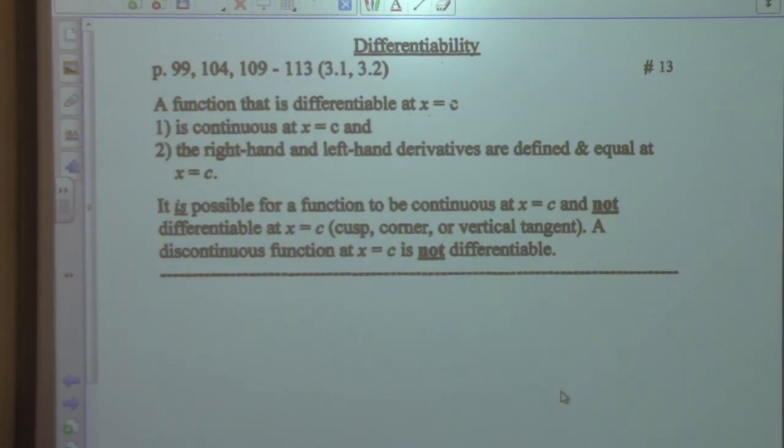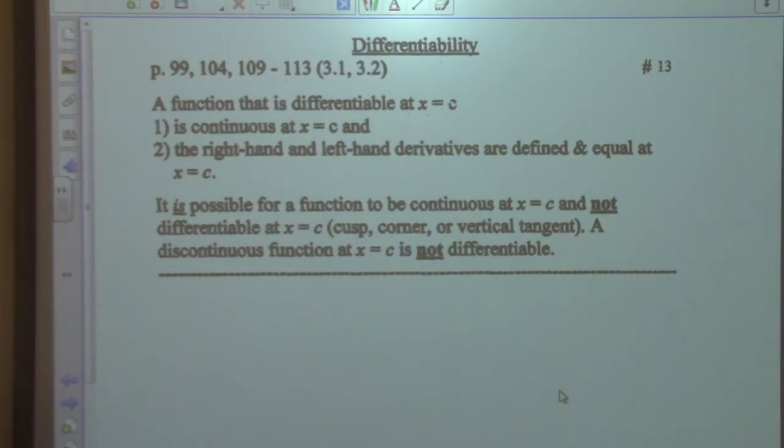Okay, we're going to be talking about differentiability today, and differentiability is kind of analogous to continuity, and the tests for it are going to look kind of the same. And for differentiability, what you have to have first is continuity. Unless you have continuity, so that's like a prerequisite for differentiability.